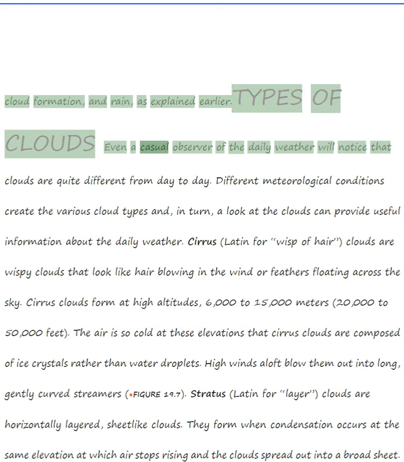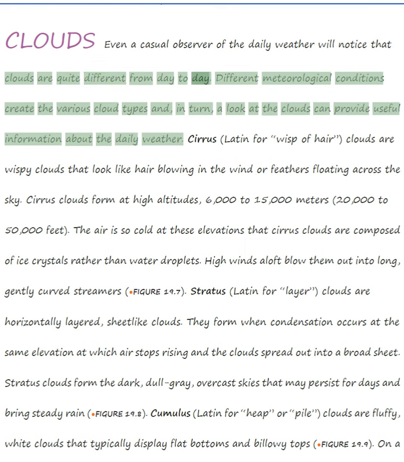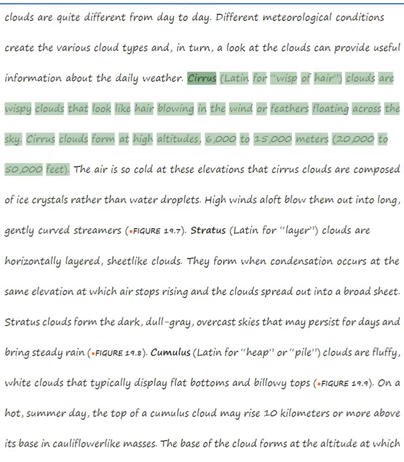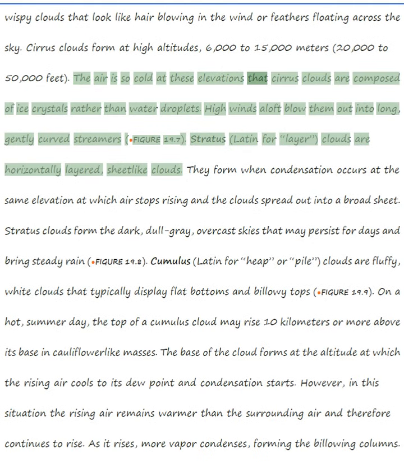Types of clouds. Even a casual observer of the daily weather will notice that clouds are quite different from day to day. Different meteorological conditions create the various cloud types and, in turn, a look at the clouds can provide useful information about the daily weather. Cirrus clouds are wispy clouds that look like hair blowing in the wind or feathers floating across the sky. Cirrus clouds form at high altitudes, 6,000 to 15,000 meters. The air is so cold at these elevations that cirrus clouds are composed of ice crystals rather than water droplets. High winds aloft blow them out into long, gently curved streamers.